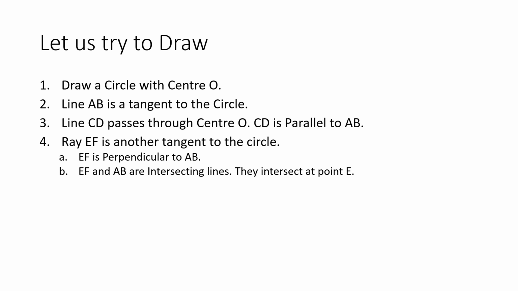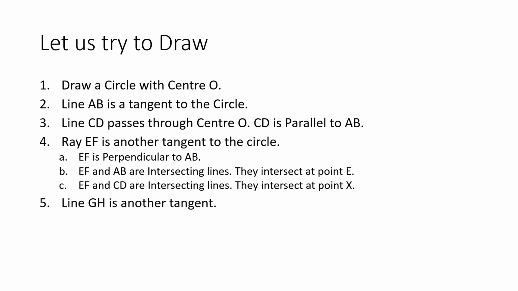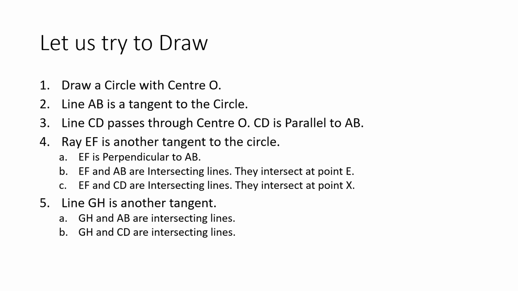EF and AB are intersecting lines. They intersect at the point E. EF and CD are intersecting lines. They intersect at point X. Line GH is another tangent. GH and AB are intersecting lines. GH and CD are intersecting lines. GH and EF are intersecting lines.